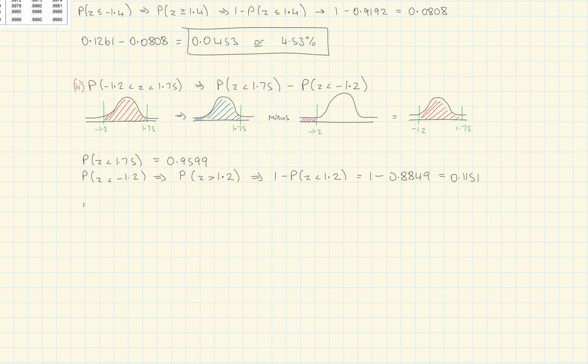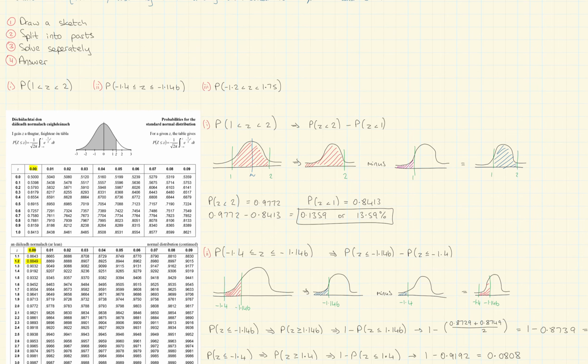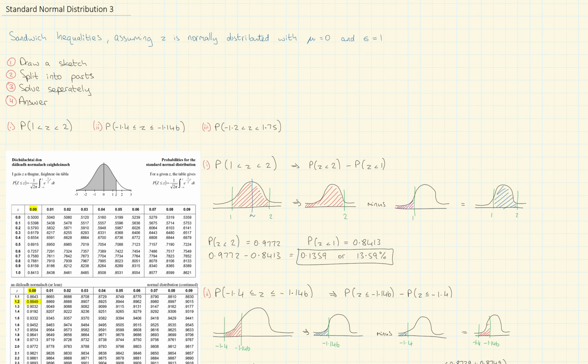Okay, so then we get 0.9599 minus 0.1151 into our calculators. 0.8448 or 84.48%. Okay, so there's 3 examples on sandwich inequalities for Z values under standard normal distribution.